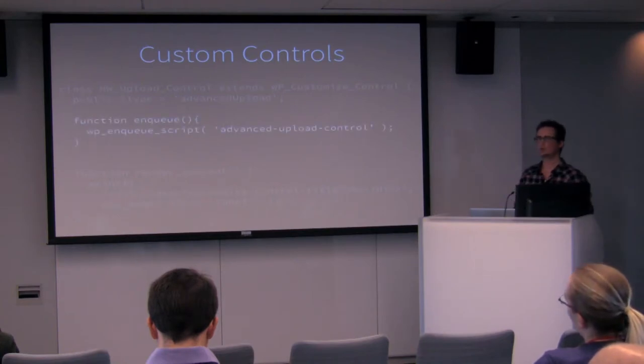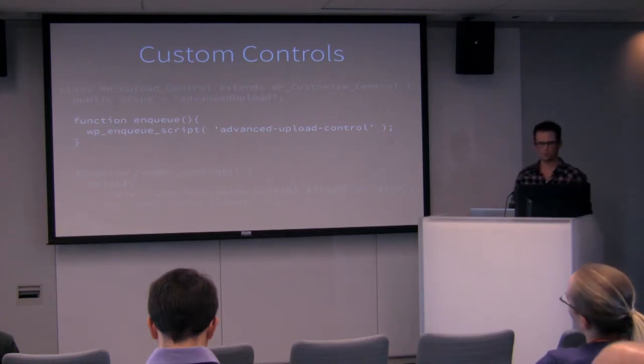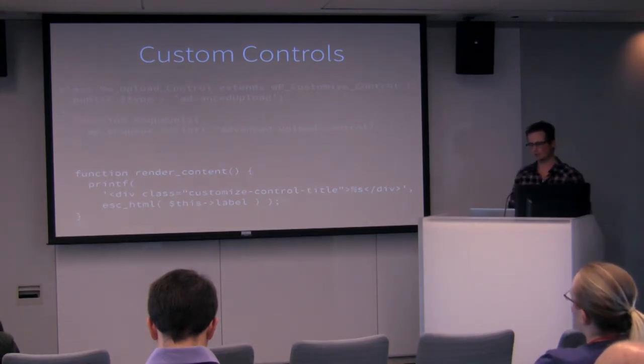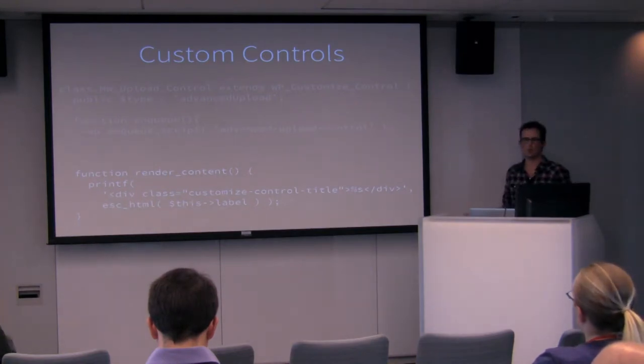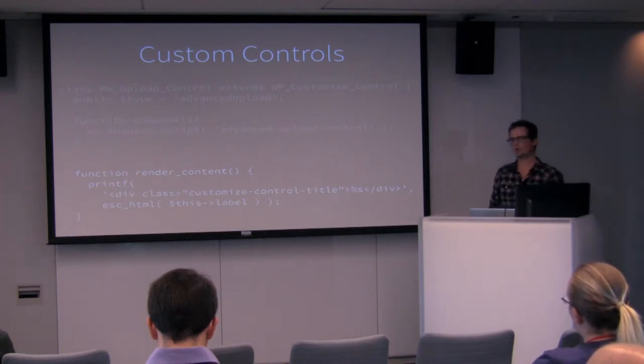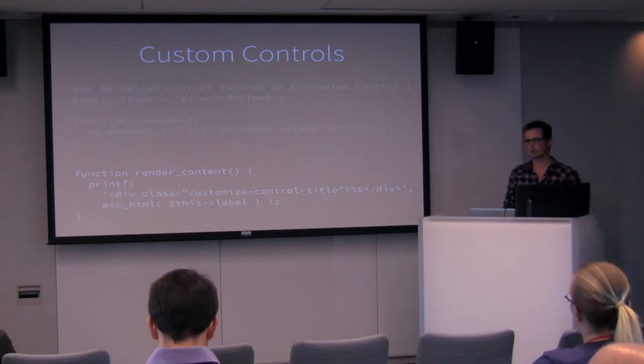You have an onCue function. The customizer is going to call this just to make sure that the scripts associated with this control are queued. And then there's a render content function, which renders the actual HTML content of your control in the customizer. Because the customizer requires JavaScript. It's a JavaScript-driven feature.